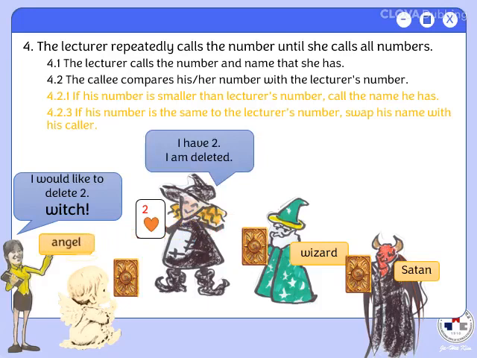In this way, after all the numbers have been called once, the linked list is empty, and the students have their own name tags, as before.